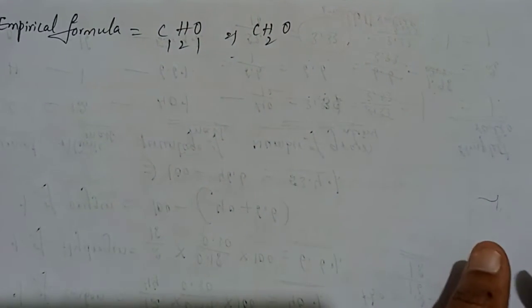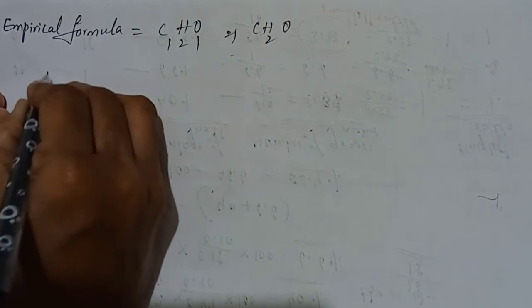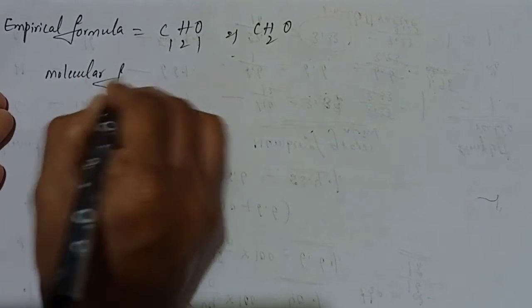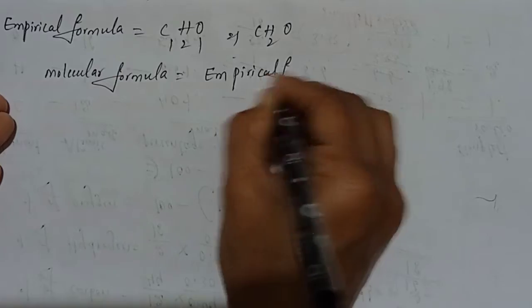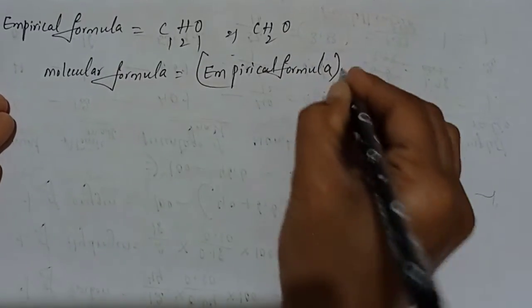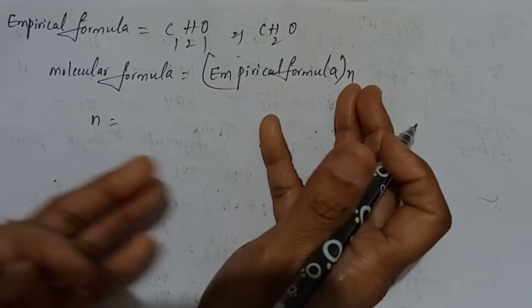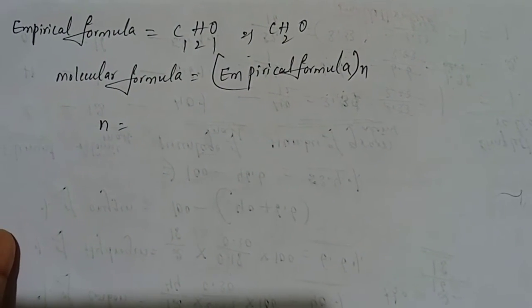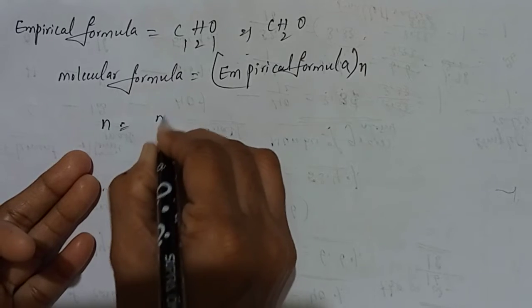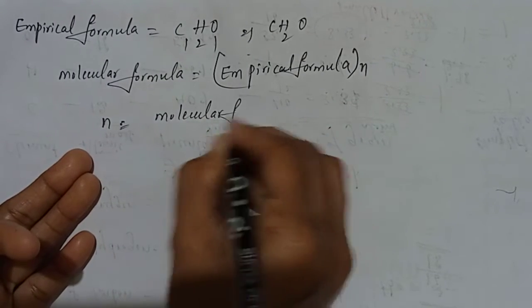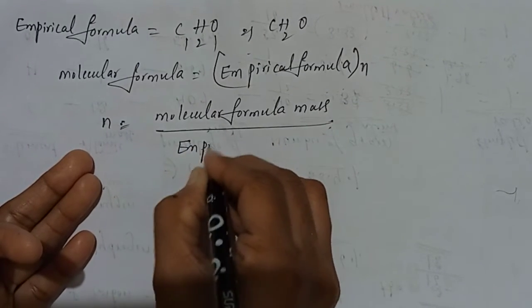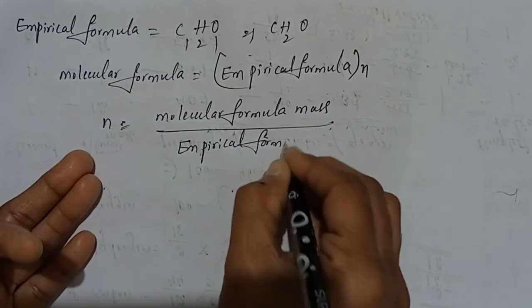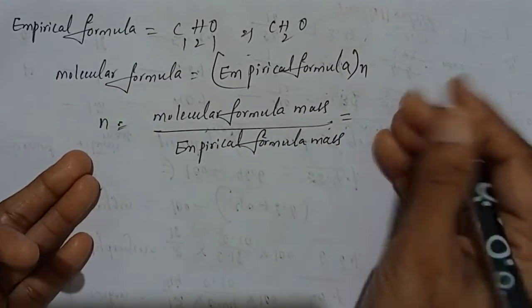But what is the question, students? The molecular formula is asked. So what is the formula for the molecular formula? How to find it? Empirical formula into n. Empirical formula into n number. But here we don't know the n value. So first we have to find the n value. What is n, students? n is molecular formula mass by empirical formula mass. Clear? So what is the molecular formula mass? In the question, the molecular formula mass is already given.